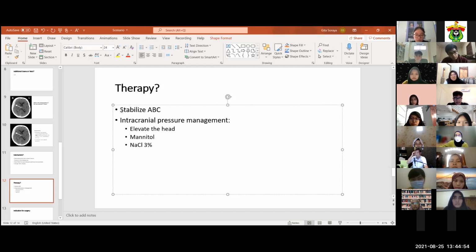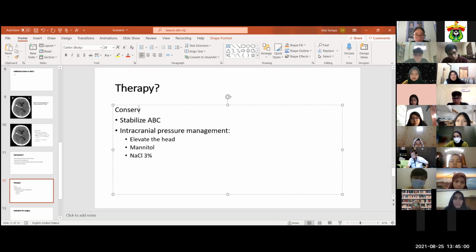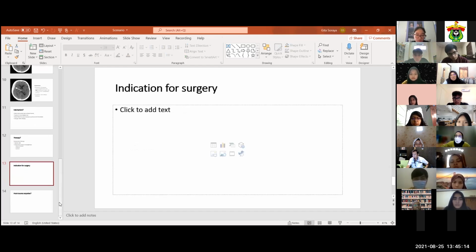Okay, but what other management can you give to the patient? Besides conservative therapy, what other kind of therapy can you give to a head trauma patient like this? Surgery. Okay, good. Now let's talk about that. What is the indication for surgery, do you think? Does anyone know? Did you watch the video? What is the indication for surgery according to the guidelines?